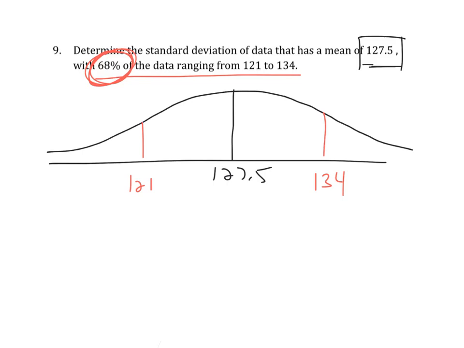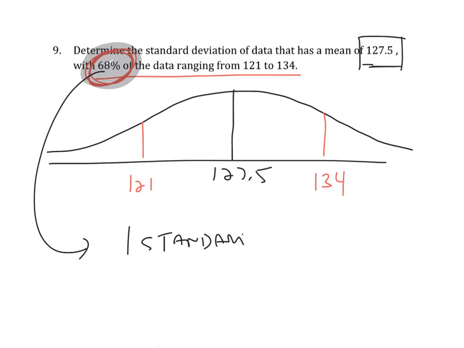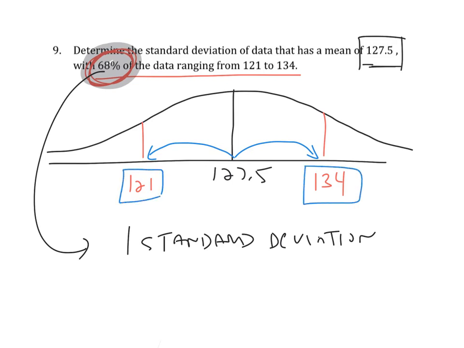Now, you know that in a normal distribution, 68% of the data is within one standard deviation of the mean. So basically, if I go one standard deviation to the right, and if I go one standard deviation to the left, I have to fall between 121 and 134. So what I'll do is I'll call the standard deviation x. If I go one standard deviation to the right, that's x. If I go one standard deviation to the left, that's also x.